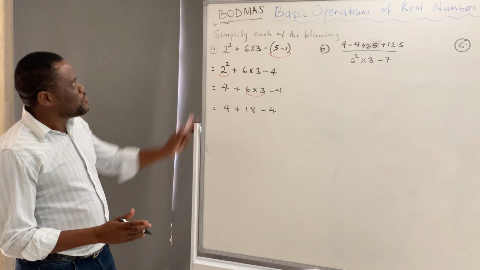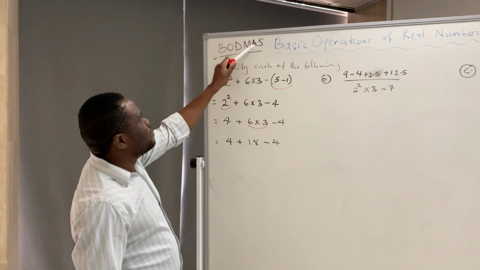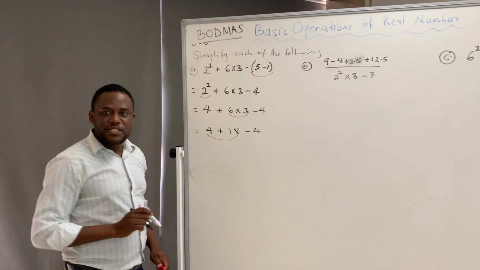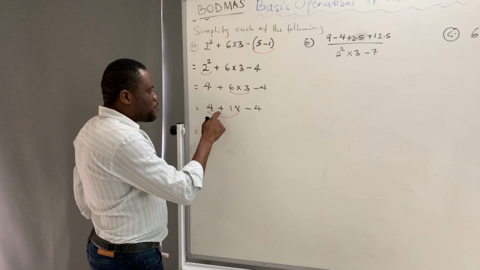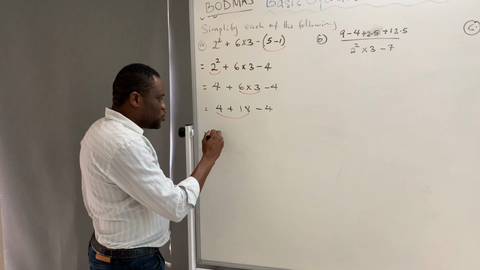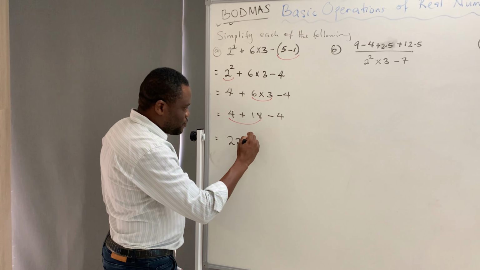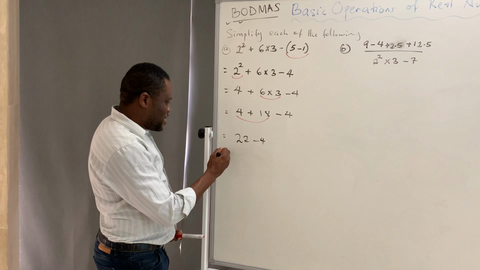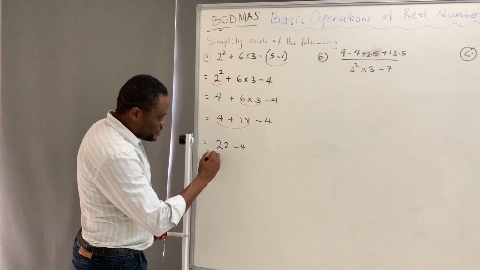Make it easy. Once you remember this formula, life is easy for you. After that, addition is next. So I have to operate this next. So operating it next, we have 4 plus 18, which is 22 minus 4. And the last one is what? Subtraction. So I cannot operate it. So 22 minus 4 is what?